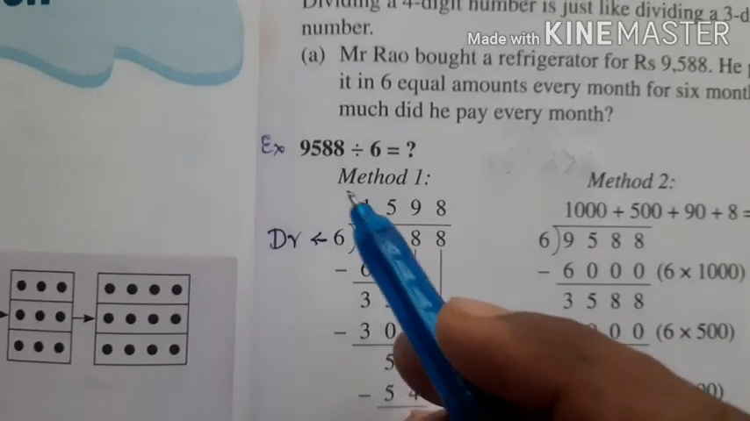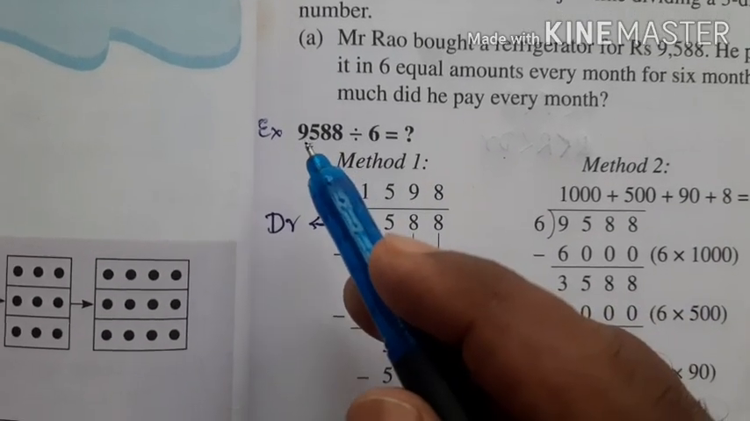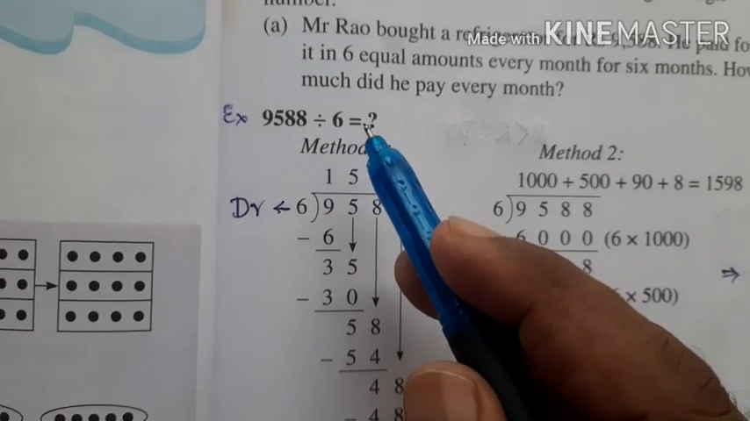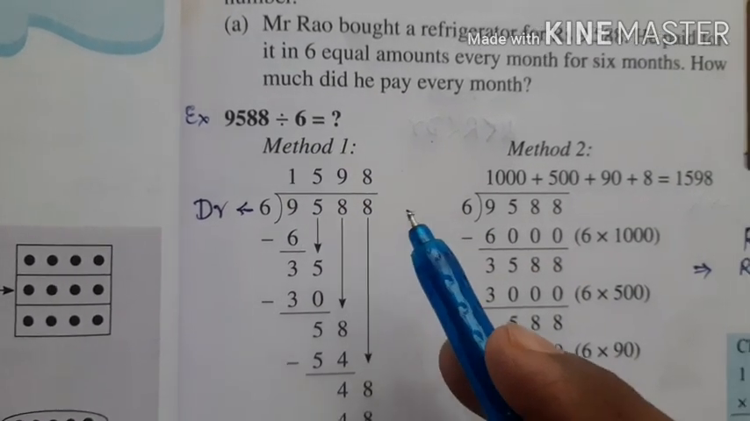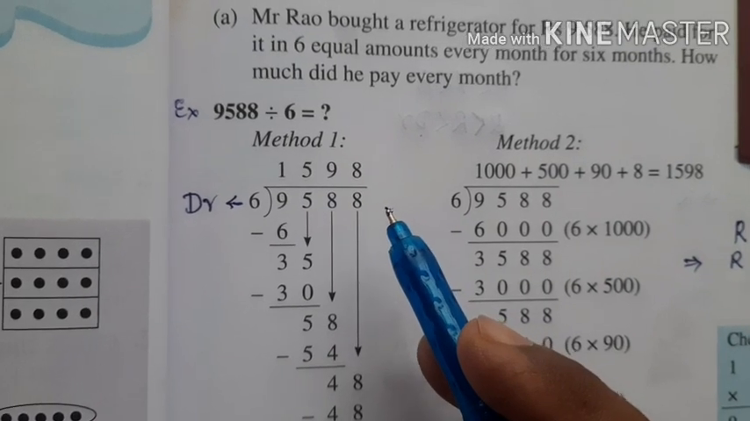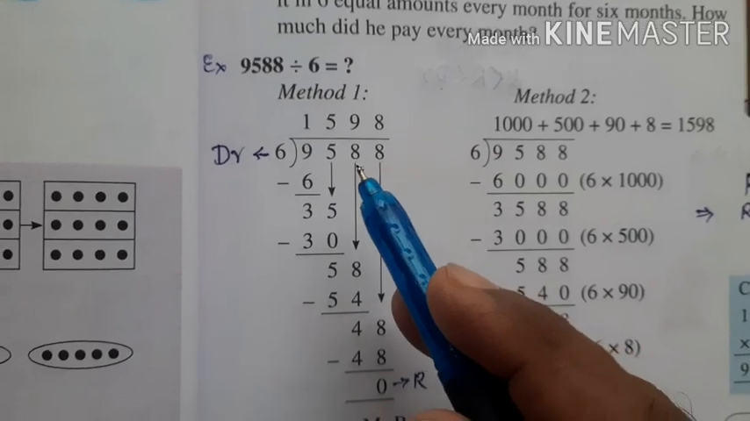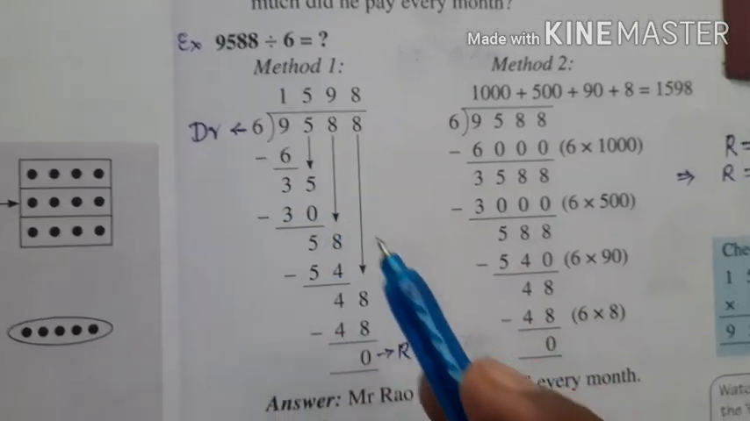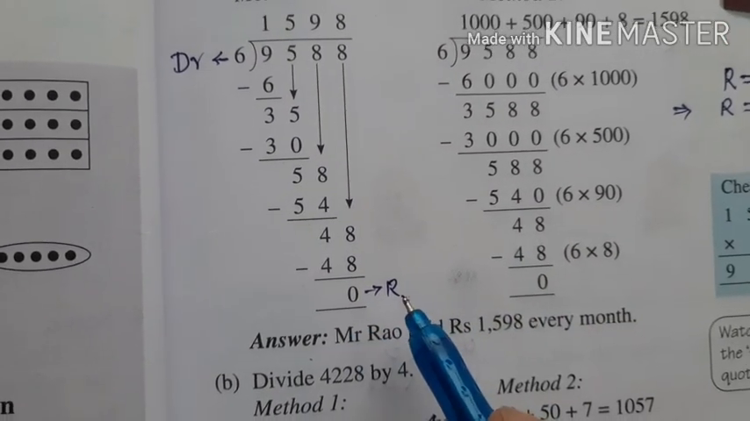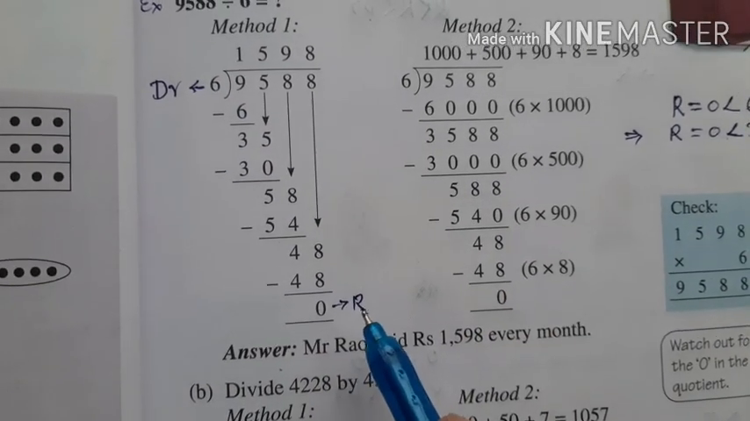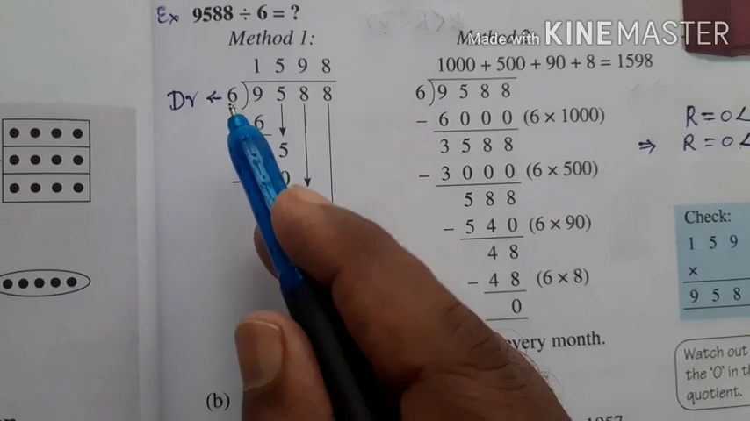Look at this example here, children. 9588 divided by 6. Here, 9588 is the dividend and 6 is the divisor. When we divide this number by 6, we get the remainder 0. Here it is a complete division and 6 is the divisor.